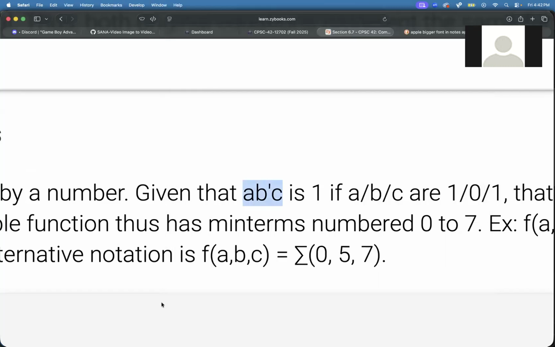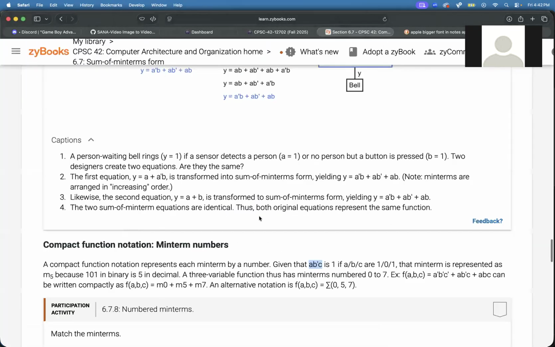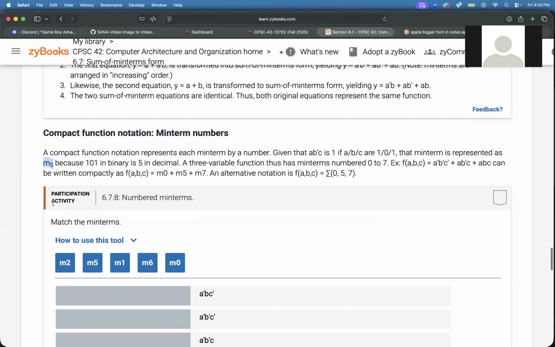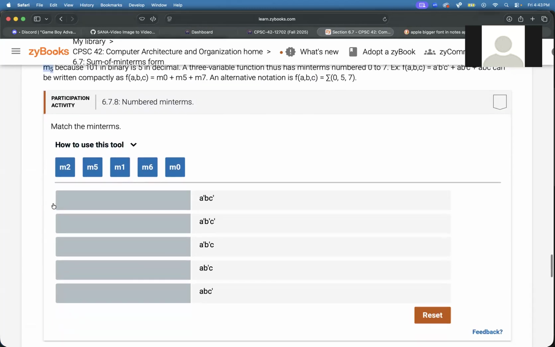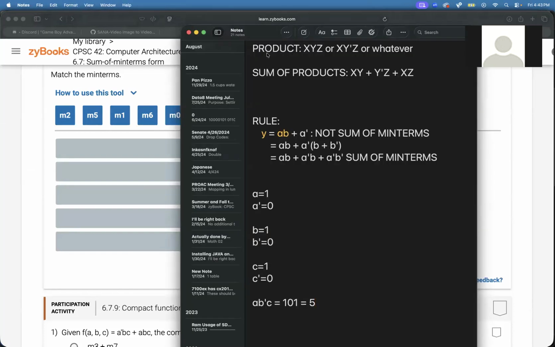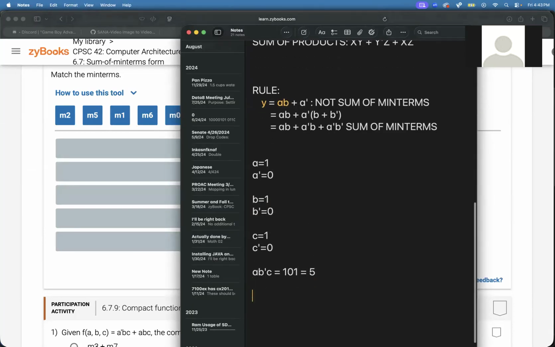So they're saying you could say that A not B C is 1, 0, 1, and 1, 0, 1 is 5. So we can call that M5 if we don't want to write it all out. Okay. So like this right here. So you just think about binary numbers when you're doing this, and it should be okay.